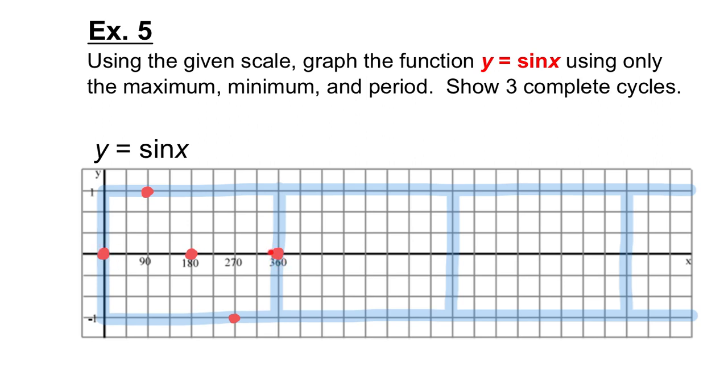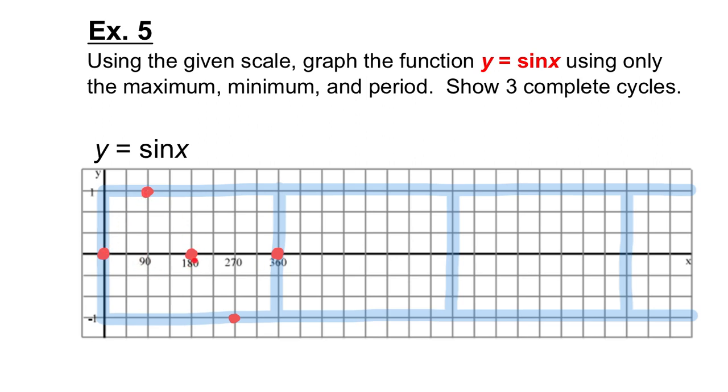So I start here, I end in the same spot. Halfway in the middle, I'm in the same spot. Between here and here, I'm at my maximum, and between here and here, I'm at my minimum. So I don't even need to count the number of squares or look at the scale. I just know the shape of this graph.